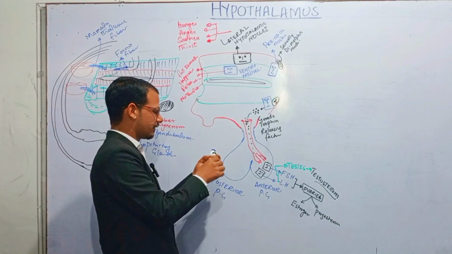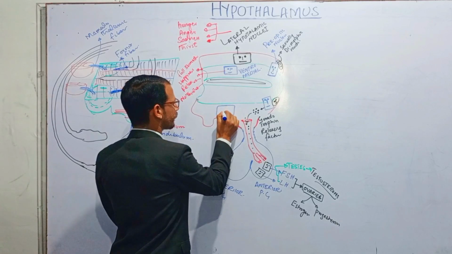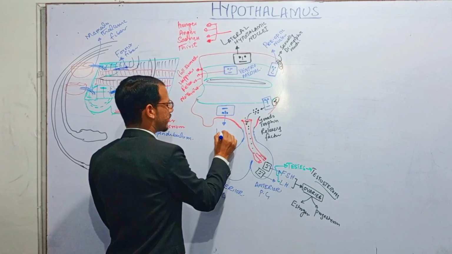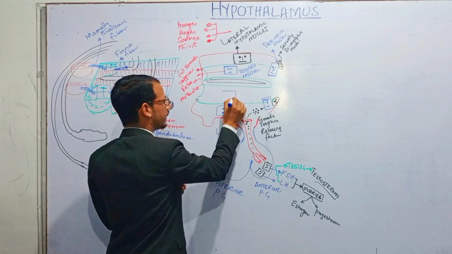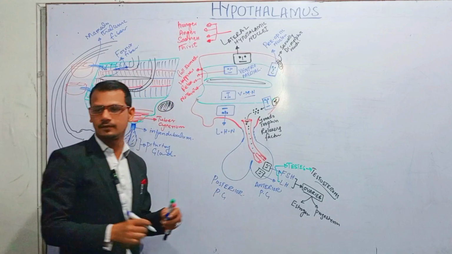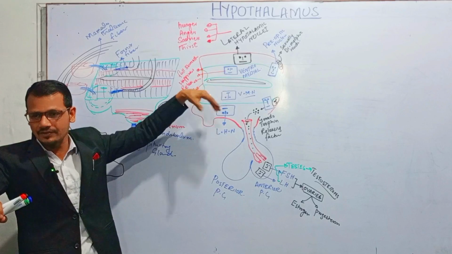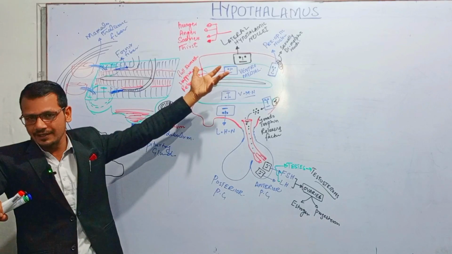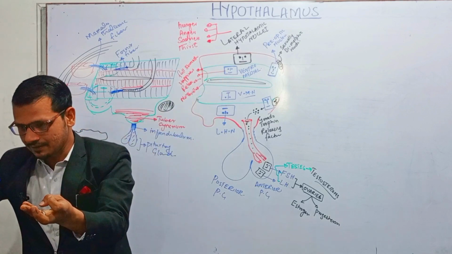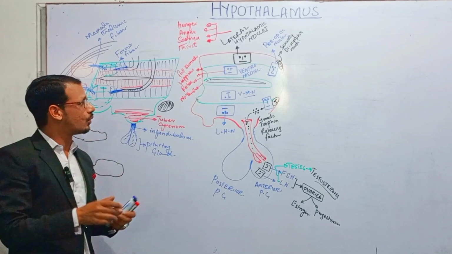And these nuclei of course are present on both sides. So this is the lateral hypothalamic nuclei and this is the ventromedial nuclei, right? These nuclei are present in the lateral sides of the hypothalamus. So we can say that the hypothalamus has three main functions: the limbic functions, autonomic functions, and endocrine functions.